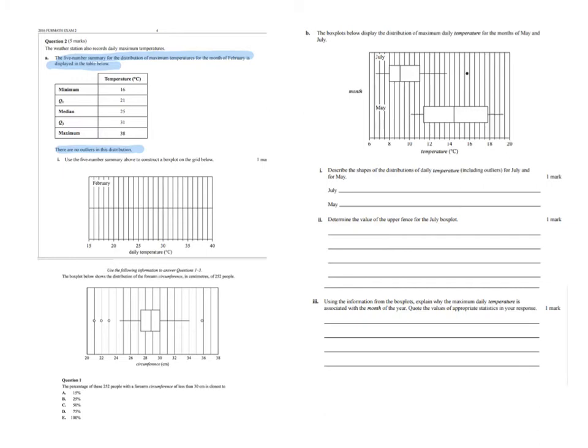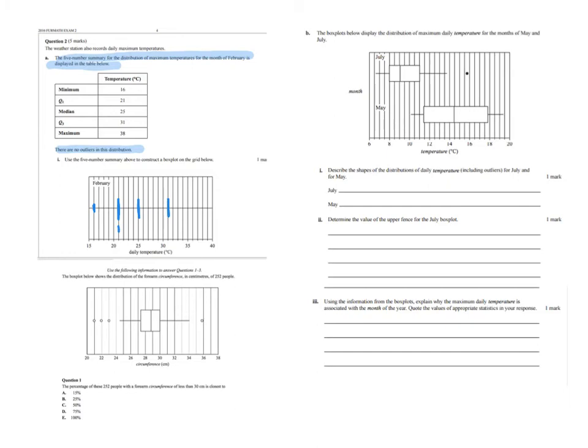So can you see this is what you would get on an exam? It's not too hard. You don't have to do any drawing up of the grids. So my minimum temperature is 16. So I draw a little line there. And I do Q1 is 21, so I draw a line there. Median is 25. I'm going to draw a line there. 31, like that. And maximum is 38.